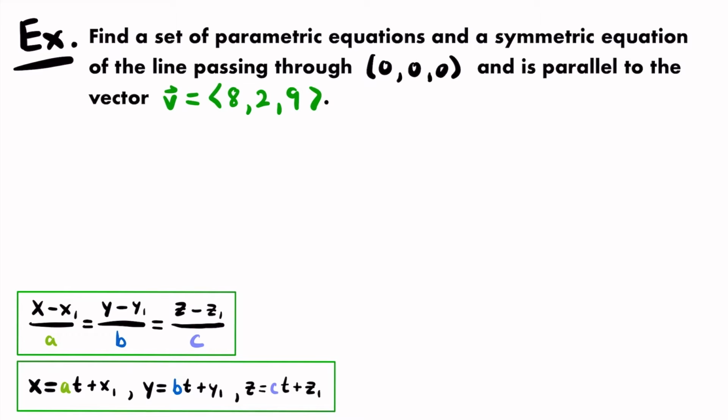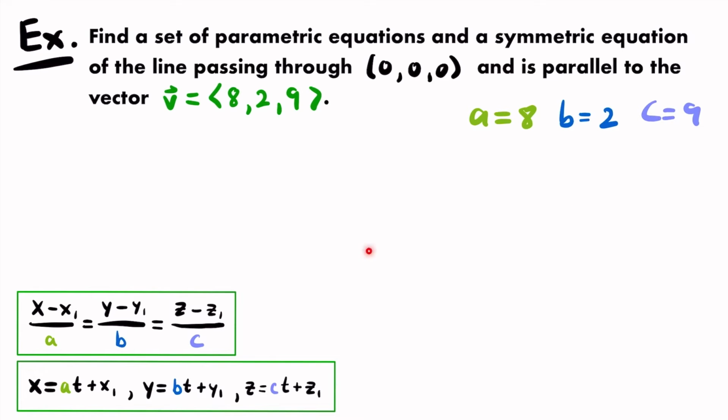So in this case, we could write this down. a is equal to 8, b is equal to 2, and c is equal to 9. Those are the direction numbers for our line that we get from the direction vector. They are the x, y, and z components.